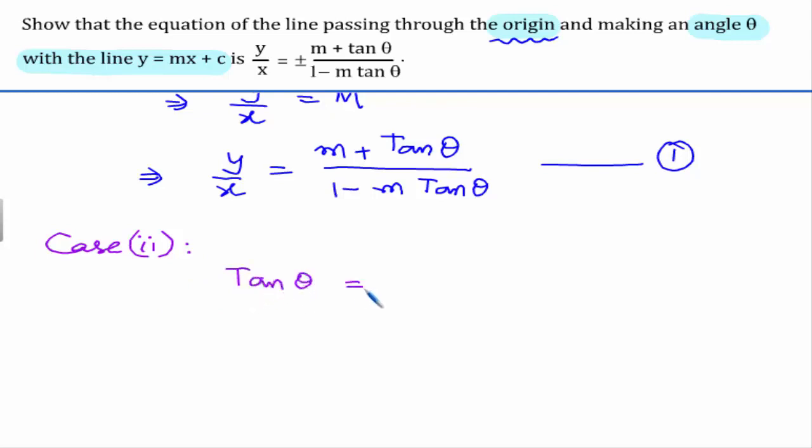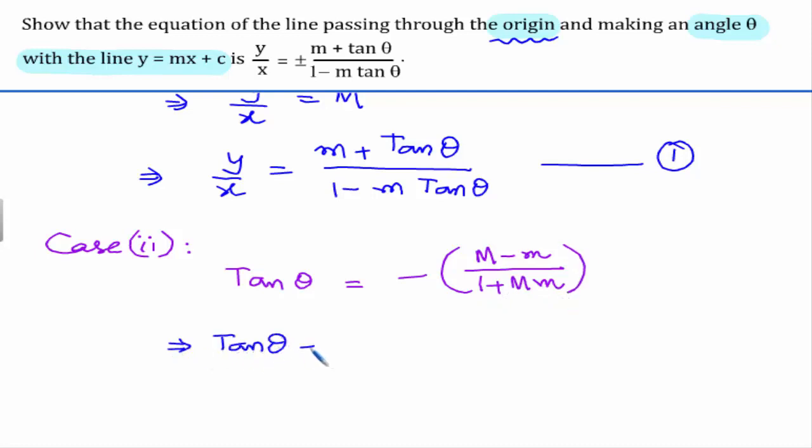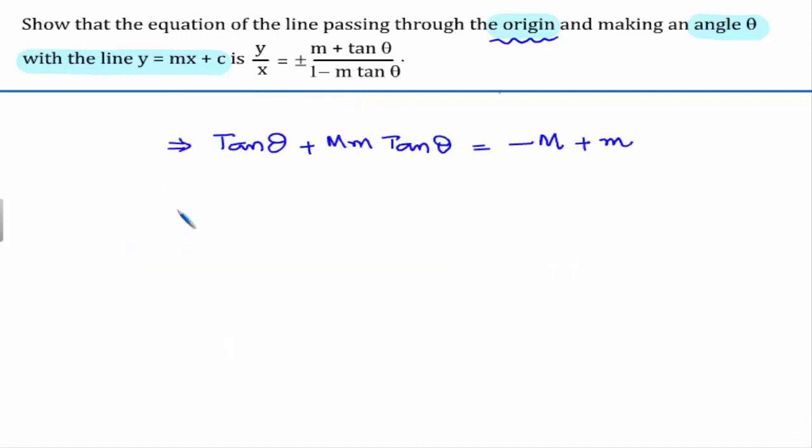Tan theta is equal to minus of capital M minus small m by 1 plus capital M small m. So if we cross multiply, we get tan theta plus capital M into small m tan theta, this is equal to minus capital M plus small m. So this will be capital M small m tan theta plus capital M equal to small m minus tan theta.